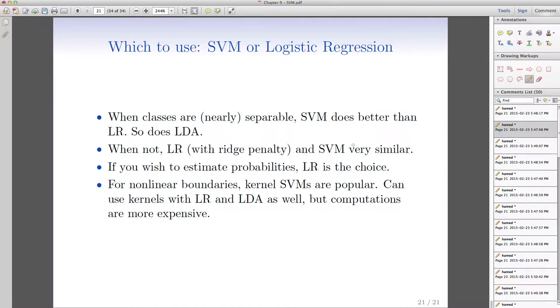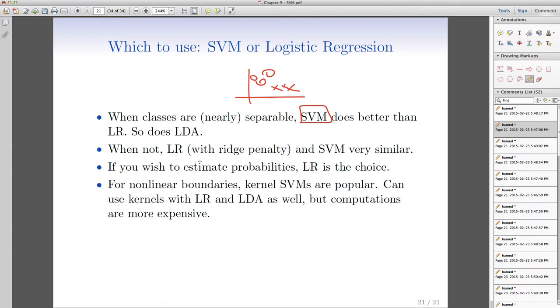So here we have some questions to consider. The first one is, when should we use support vector machines when we can use logistic regression or linear discriminant analysis? If your classes are nearly separable, support vector machine does a better job all the time. So in comparison with logistic regression, support vector machine does a better job when your classes are better separable. So in this case, you should use support vector machine. And LDA had the same characteristic, as you can remember. When not, logistic regression with ridge penalty and support vector machines are very similar. So support vector machine always does a relatively good job.